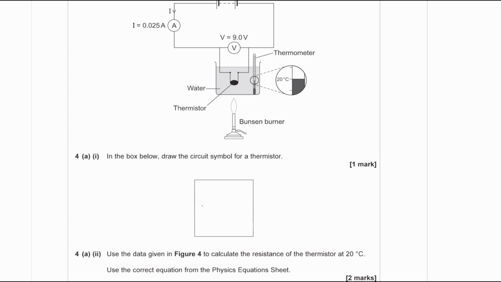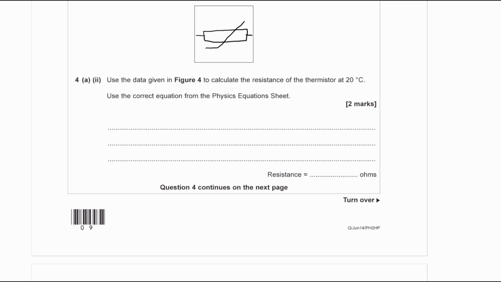Actually, I'm going to make sure the whole thing fits in the box. So it's a resistor, looks like that, but you have this symbol going through it, which tells you it is a thermistor and is related to temperature. All right, so simple enough.